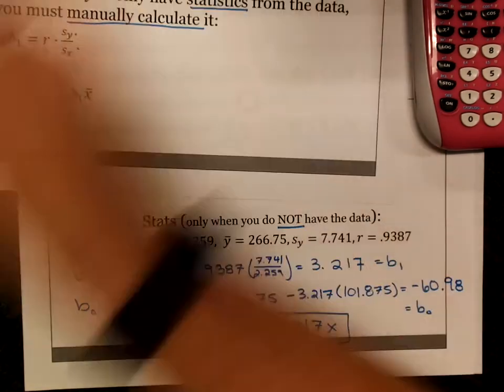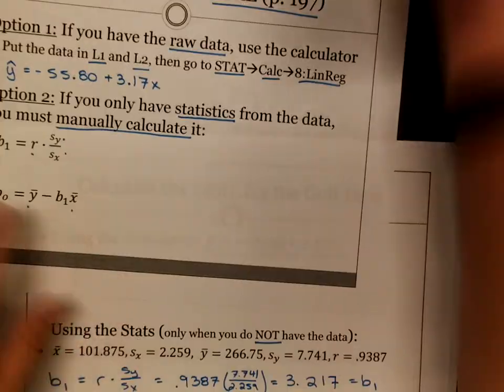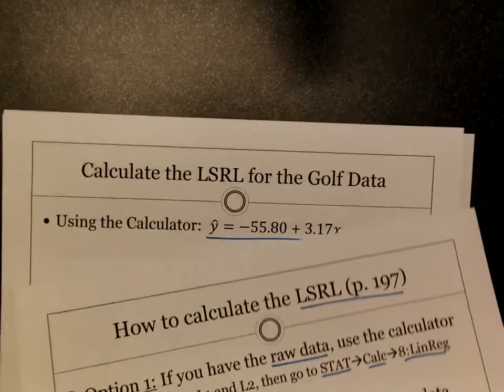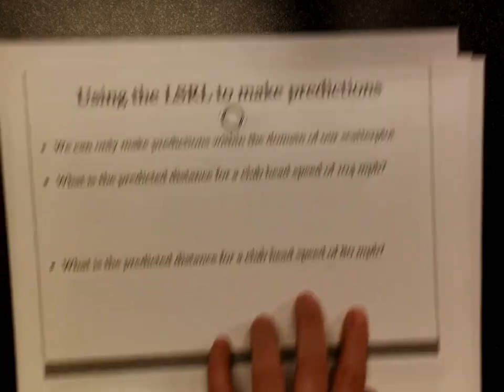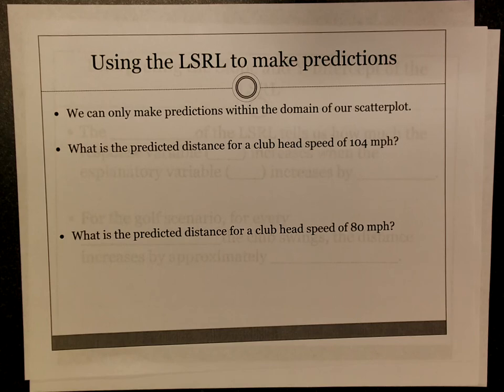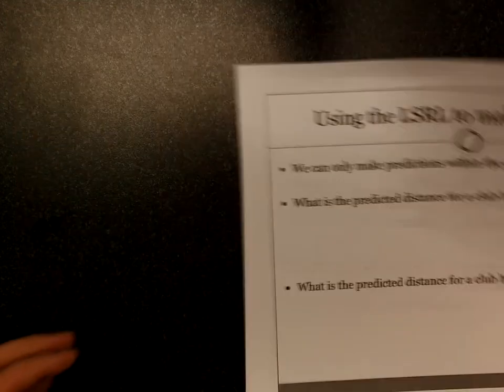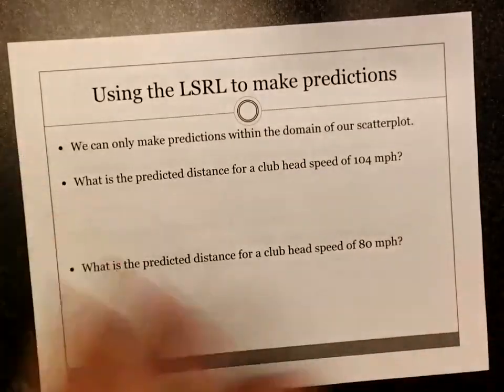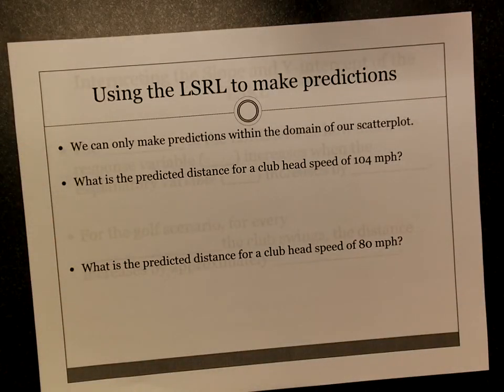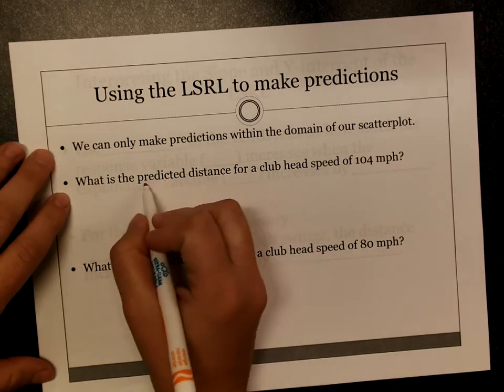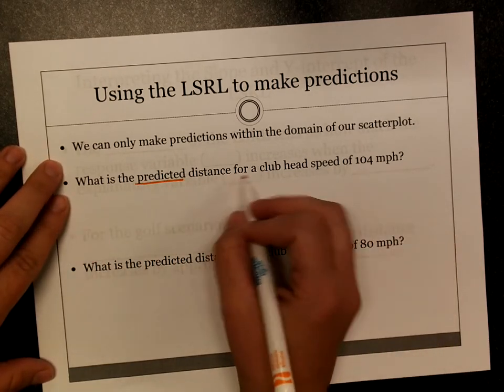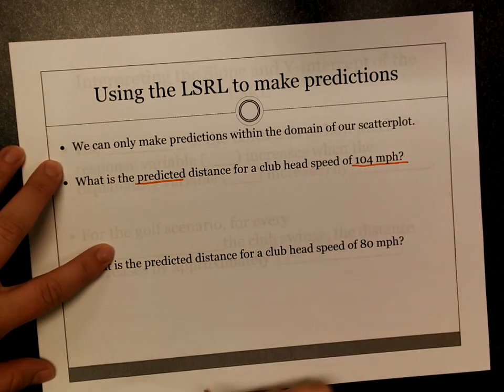Alright, so we get the LSRL, and it really helps us do a lot of things. We like to use the LSRL to make predictions. Usually businesses like to use these to make predictions. The medical field makes predictions using these types of projections, so they're really powerful tools in helping us try to predict or anticipate what's going to happen. So we want to calculate what is the predicted distance for a club head speed of 104 miles per hour.